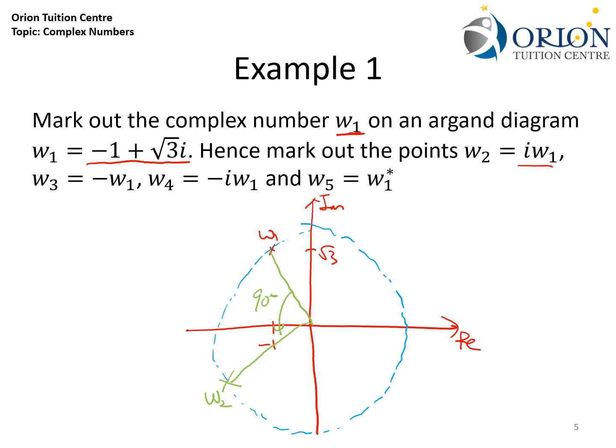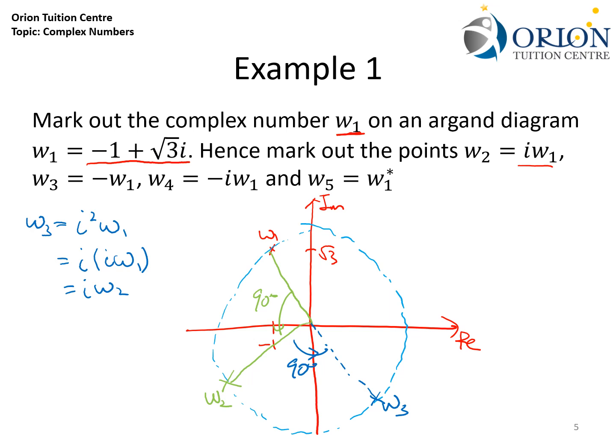Next, w3 is equal to negative w1, which means w3 is going to be i squared w1 or i times w2. So it is a further 90 degrees anti-clockwise rotation of w2 about the origin. And thus, we will end up somewhere over here. This is w3, a 90 degrees anti-clockwise rotation.